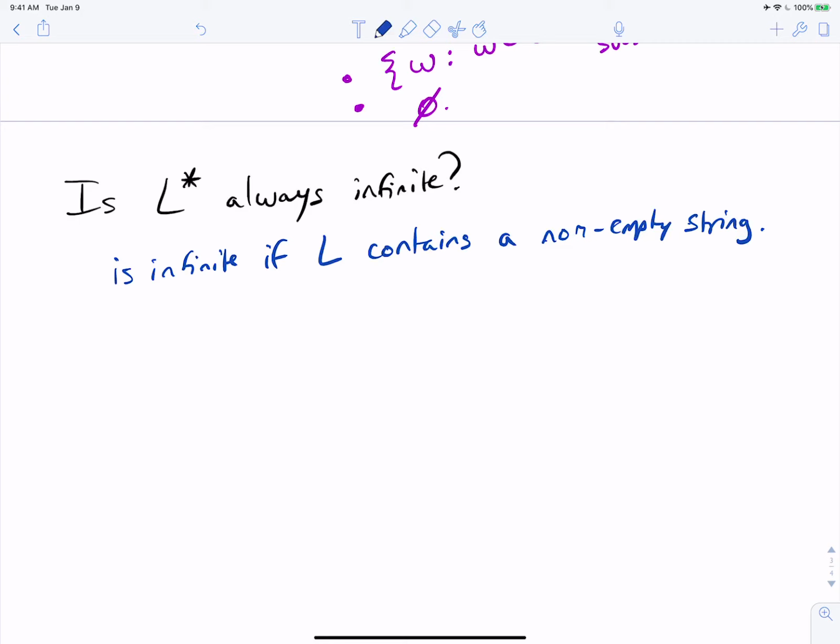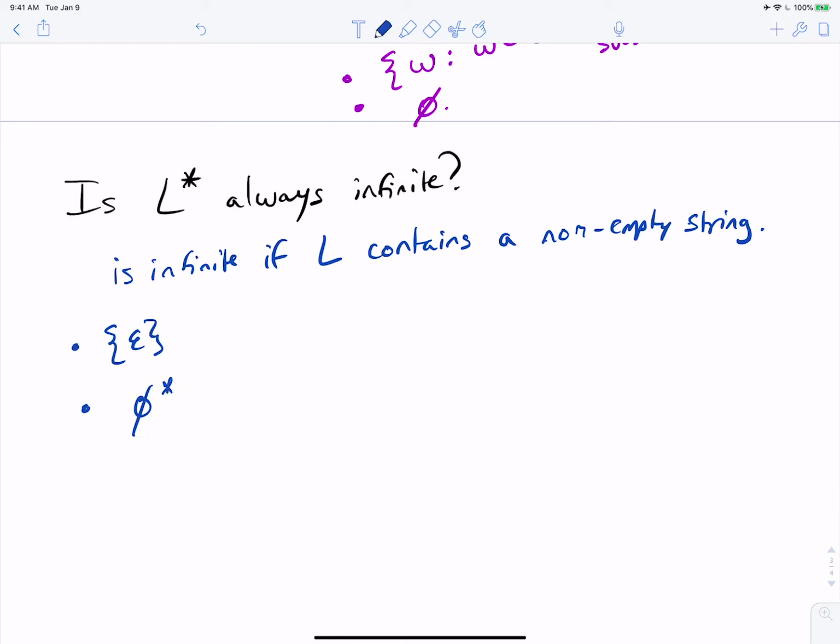So what are the language or languages that remain, if I don't have a string that's not empty? The empty string? Well, I mean the set containing the empty string. The empty set, good.